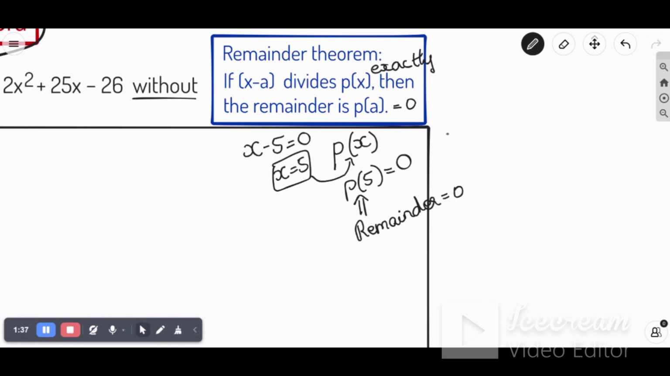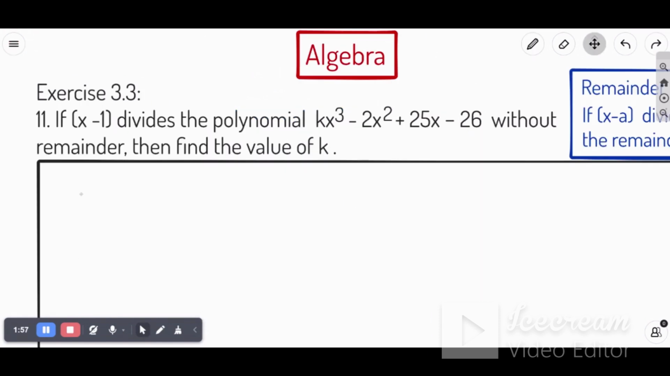What is exactly divisible or without remainder? Let's take an example. If you take 9 and divide by 3, it is exactly dividing this and leaving a remainder 0. This is the meaning of exactly divisible, which means your remainder is 0. So with this quick recap, let's move on to our question. Let us start our solution.